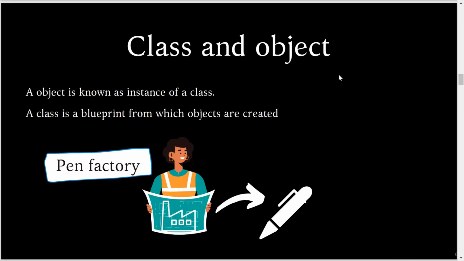Class and object. An object is known as an instance of a class. A class is a blueprint from which objects are created. For example, take a pen factory in which pens are produced. Then the pen factory is like a blueprint for the pen. So it is known as the class, and the produced pen is your object.